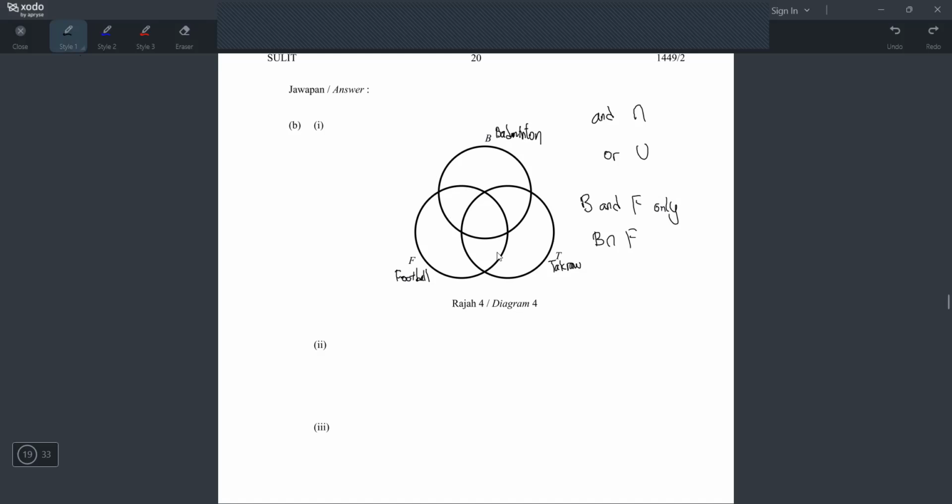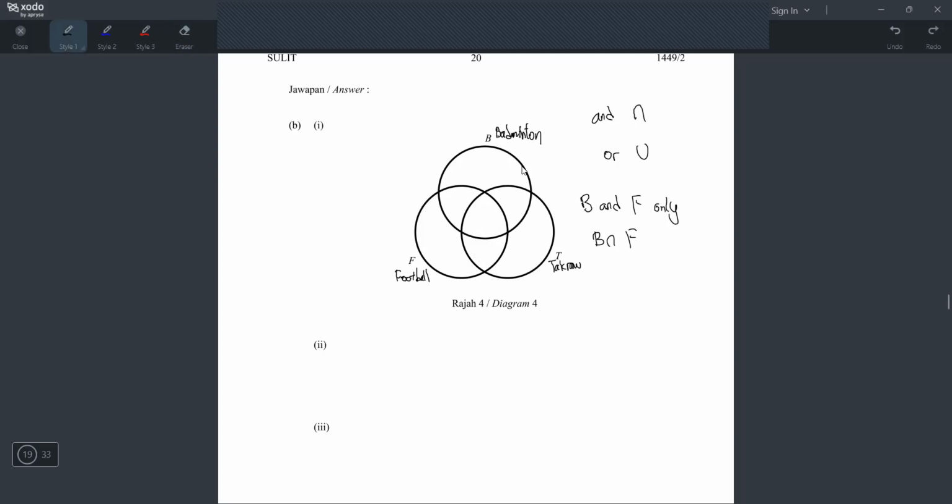Okay, now let's talk about what if I say football and takraw. Football and takraw dekat mana? Dekat sini. Okay, yang ni ada include tak? Ada. Sebab kalau football and takraw sini ada. But what if I say football and takraw only? Then here only. So the word only is very important, because the word only will change the meaning. Faham maksud saya?